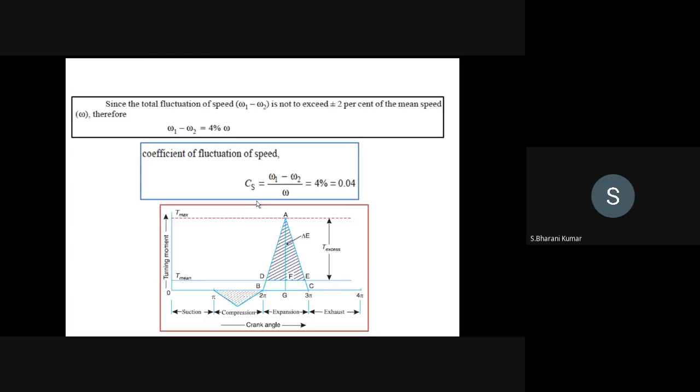The area of triangle ABC you want to calculate. I have given the diagram ABC. Half into BC into AG. Similarly with a triangle area, half into breadth equal to pi, that is BC, and AG equal to height. In terms of AG, you want to find out AG. The total area, 12,000 Newton meter, you already got. Based on this, you can find out the AG value.